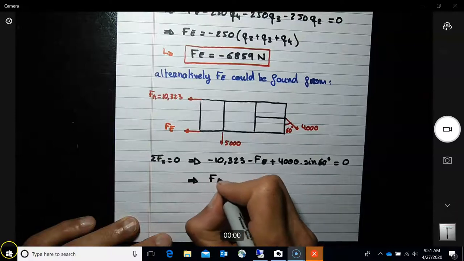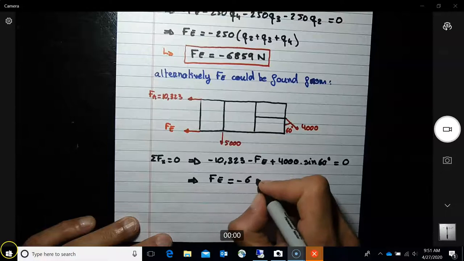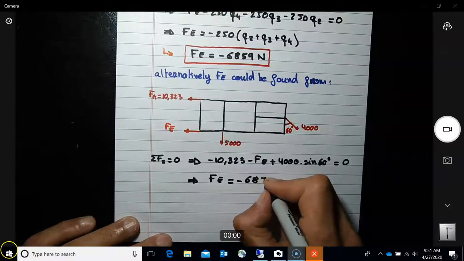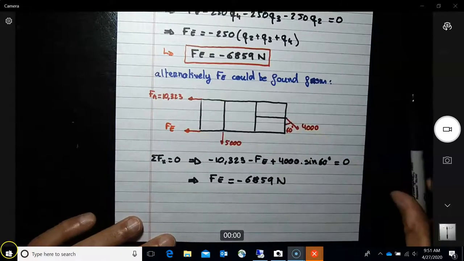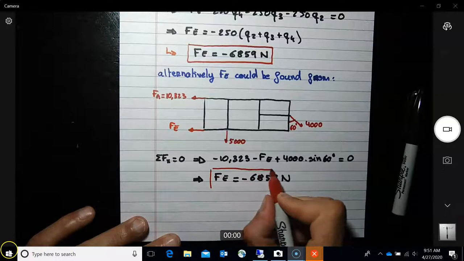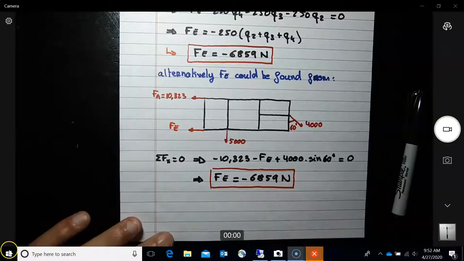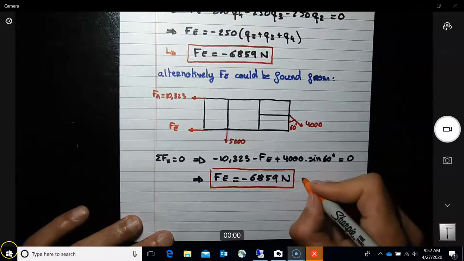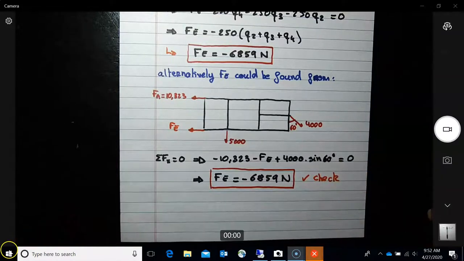So if you do the substitution here, you will find out that F sub E will be equal to minus 6,859 newtons as well. So this will check the result over here. It's always good to double check your results. Alright, so this is just a check, so we can say here that we did the check.